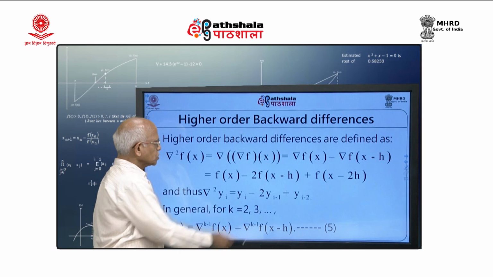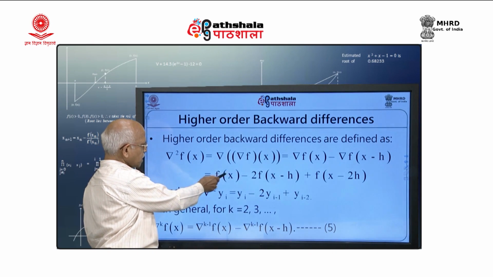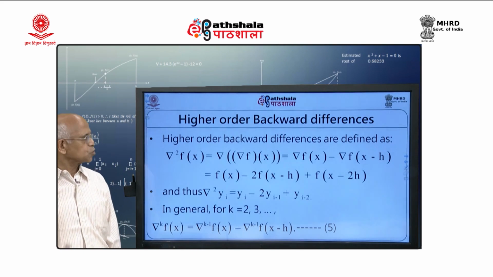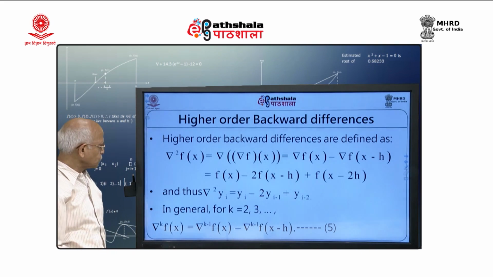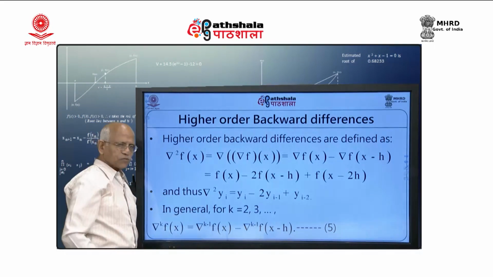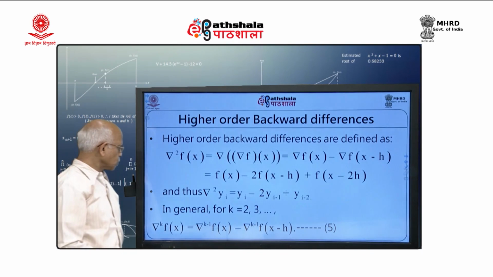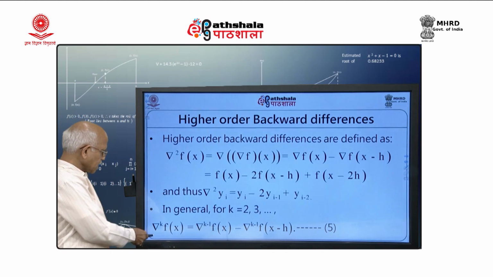So, again minus minus plus, it will ultimately be f(x) minus 2f(x minus h) plus f(x minus 2h). So this is what we will be getting, and in terms of y_i, if you write it, it will be del square y_i, which will be equal to y_i minus 2y_{i-1} plus y_{i-2}. In general, for k equal to 2, 3 onwards, we will be getting delta k.